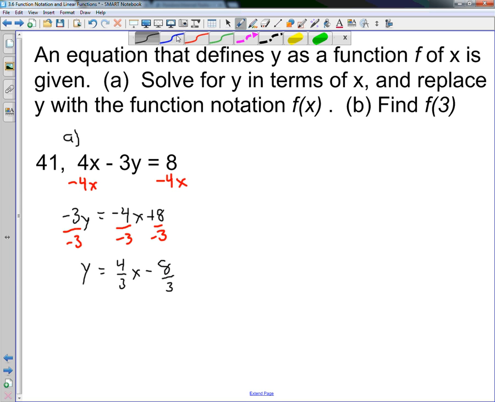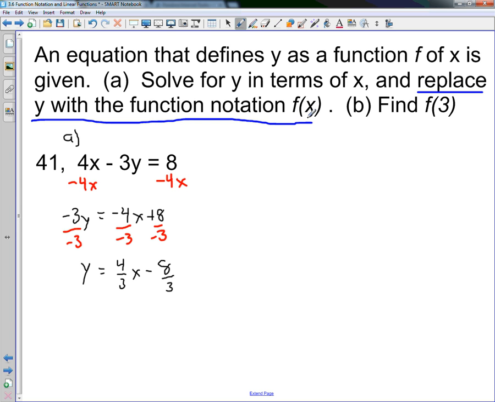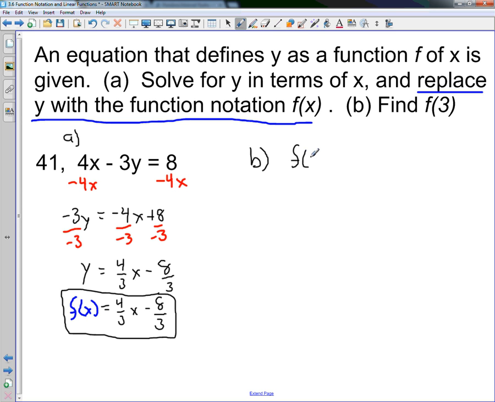The second part now is replace y with the function notation f of x. So I'm going to take y and just make it f of x, because this is a function, it's a linear equation. And we have 4/3 x minus 8/3. So that's part A, solve for y and then replace y with f of x. Part B is, now that we have our function, find f of 3.